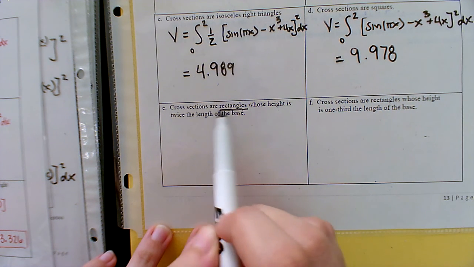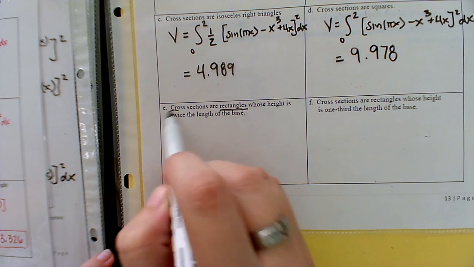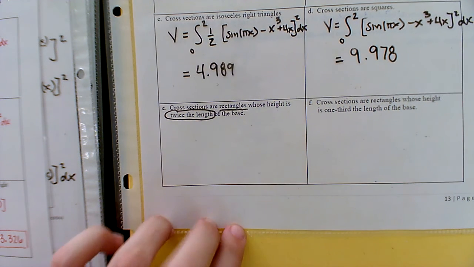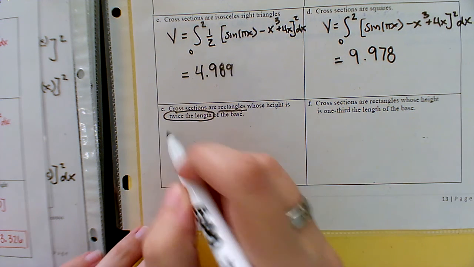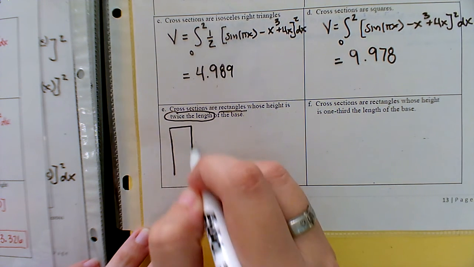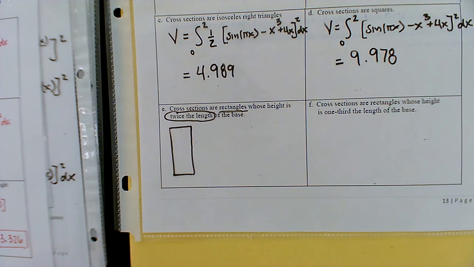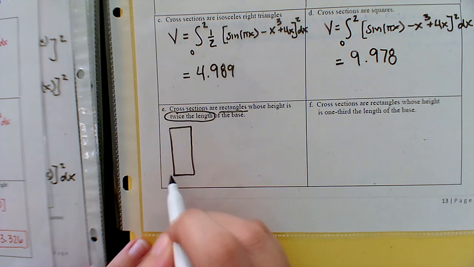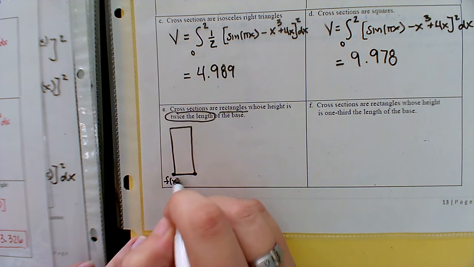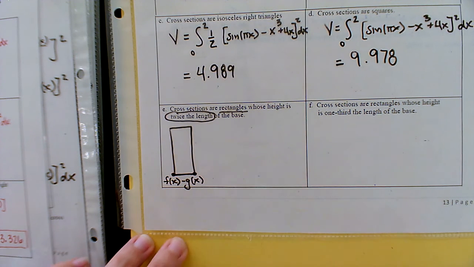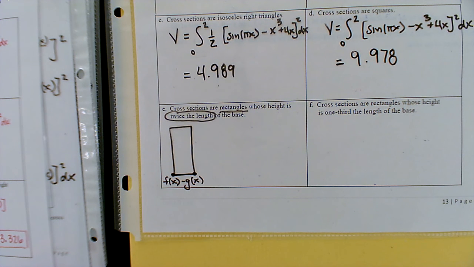Cross sections are rectangles whose height is twice the length of the base. So the base is normally what goes into the Play-Doh, the one on the paper. So if the height is twice the length of the base, it's a very tall rectangle, something like that. And if the base is the part in your Play-Doh, then that's the f of x minus g of x portion, top minus bottom, based off your graph.